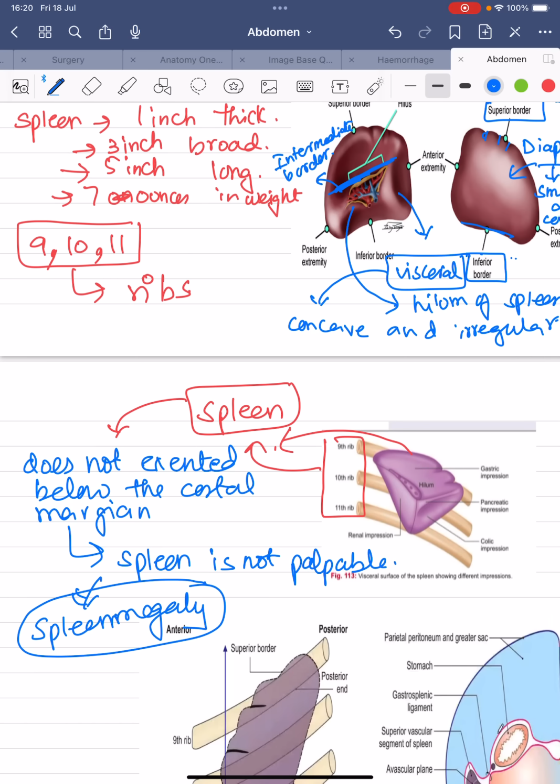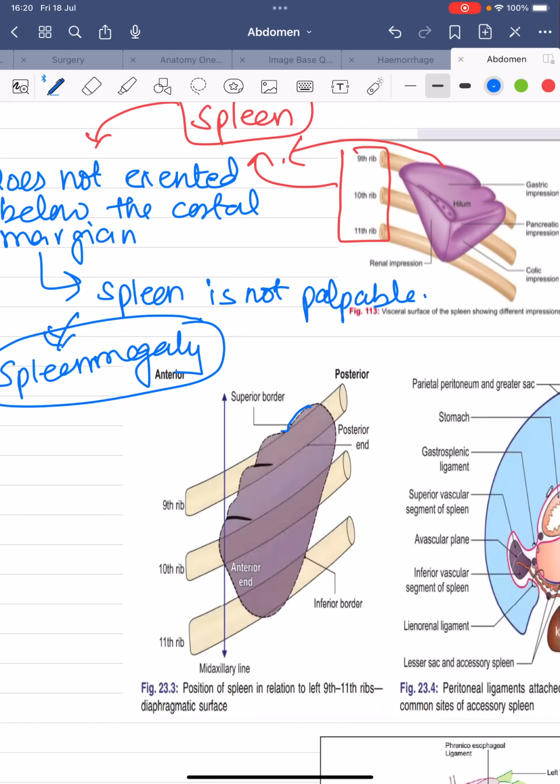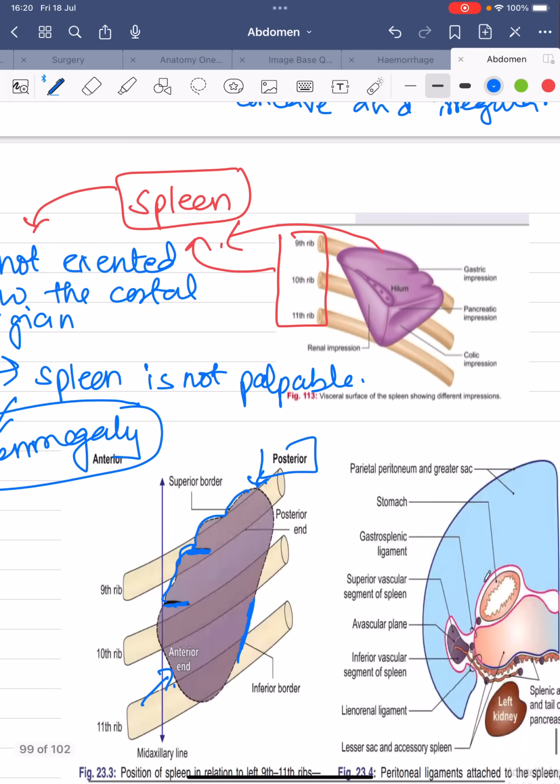See here, this is the superior border, which is the notched one. These are the notches. They can be present here also, but mainly they are present on the superior border. Posterior end of the spleen, anterior end of the spleen, inferior border, this is the superior border, and this is the intermediate border. This is the hilum of the spleen. Through the hilum of the spleen, the splenic artery and splenic vein are passing.